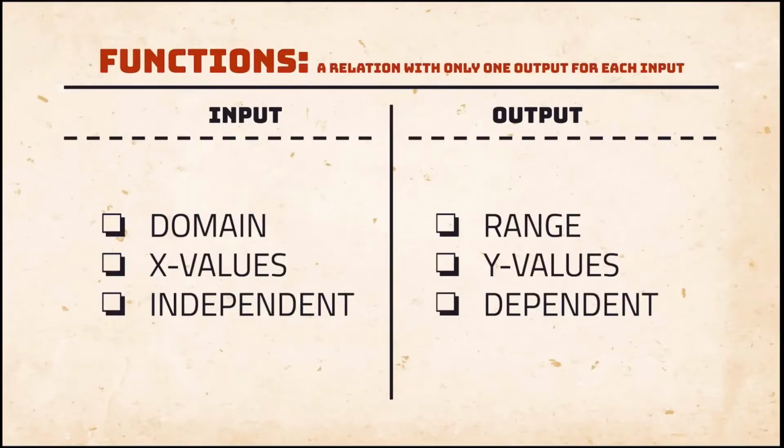A function is a relation with only one output for each input. So an input can be the domain, an x value, and will be independent. Output can be the range, a y value, and will be dependent. Using this information, we can look at the x value to see if it is repeated within the output or y values. If there are multiple y values for an x value, it is not a function.